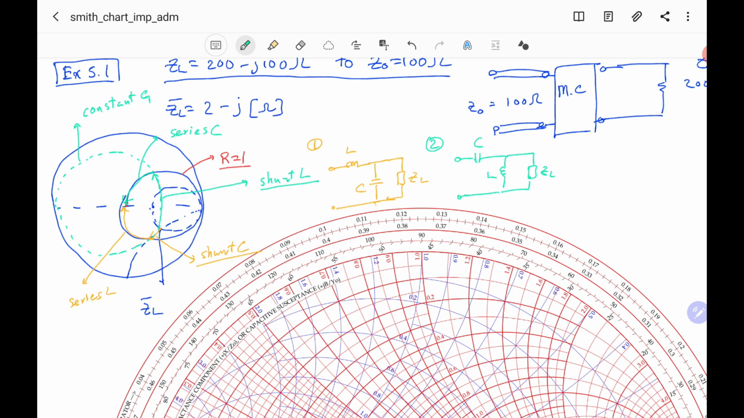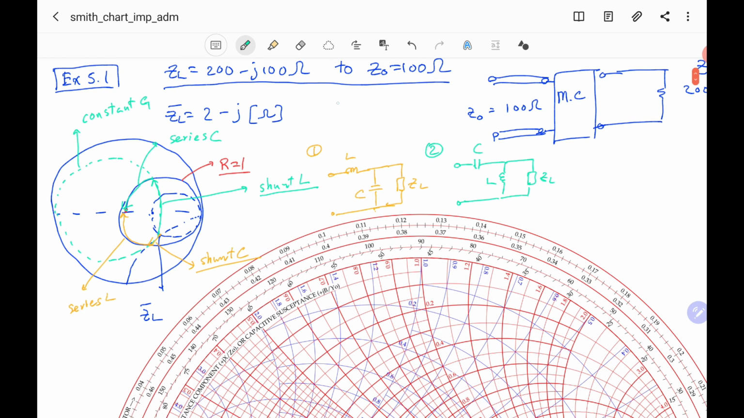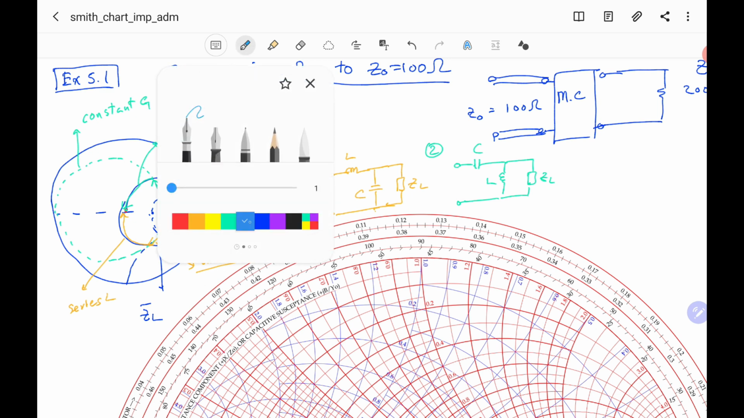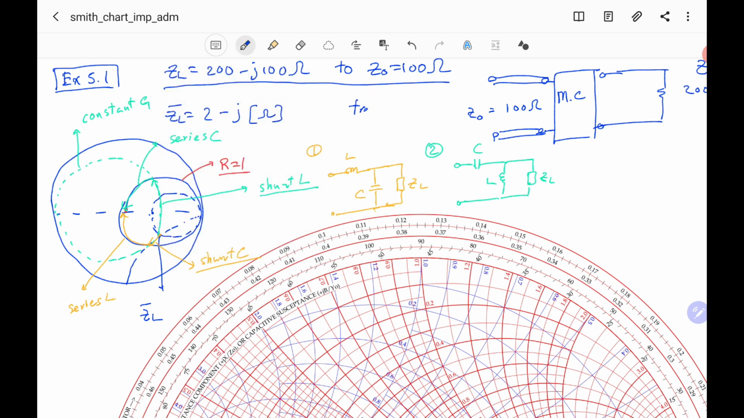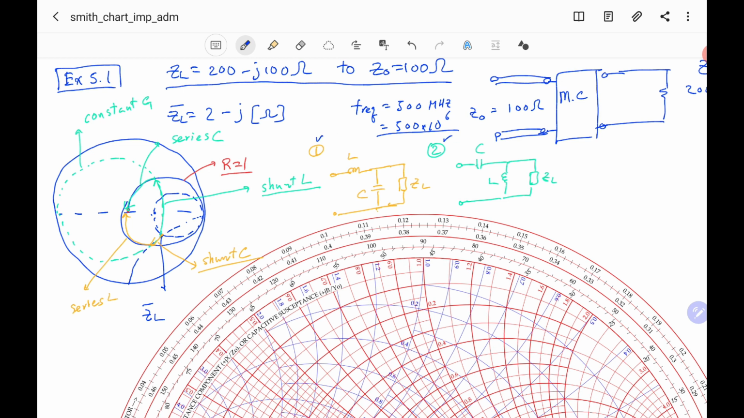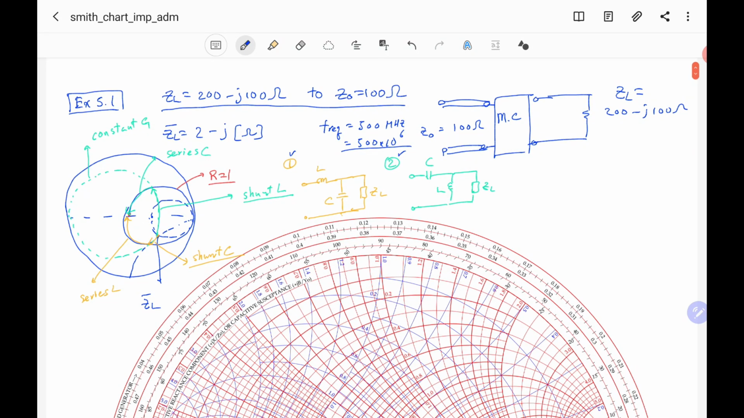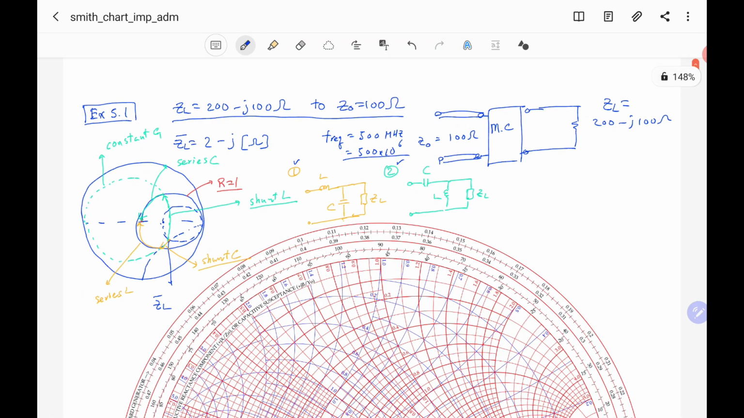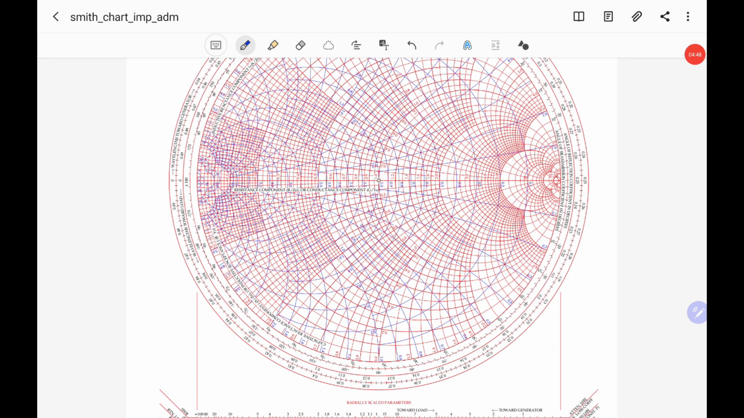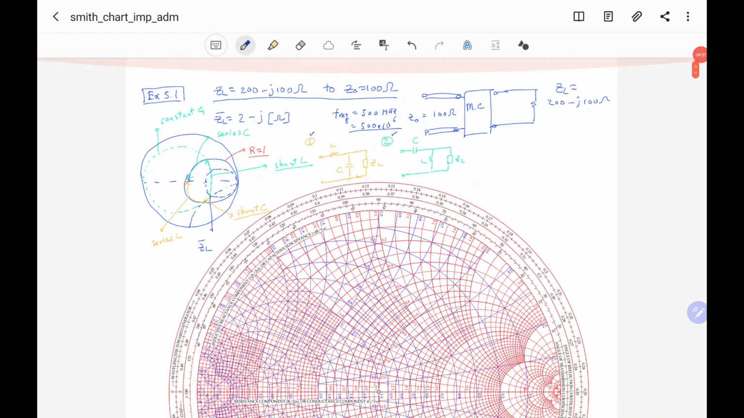So the problem asks, if the frequency is 500 megahertz, 500 times 10 to the 6, then what are the L and C values for topology 1 and topology 2? If you can get these values without any problem using the Smith chart, that should be good. This is the purpose of this kind of L matching. So let us start from option 1, topology 1 first.